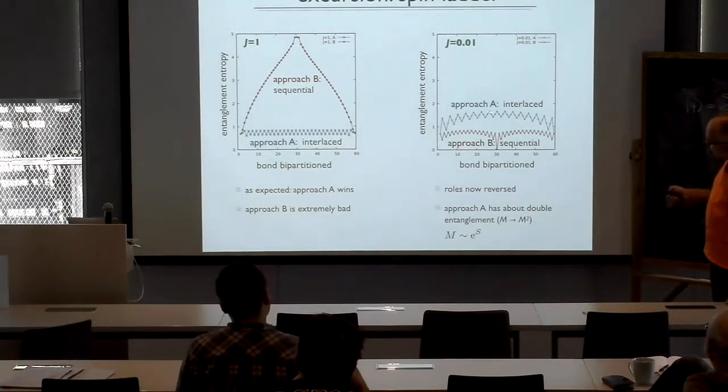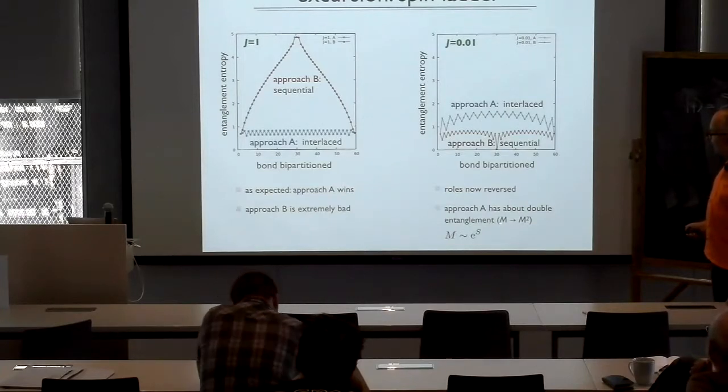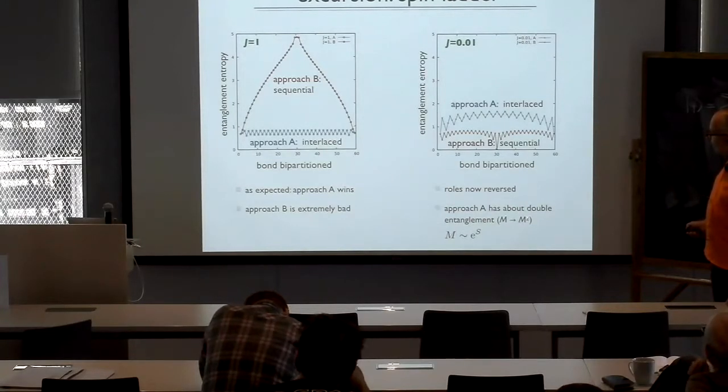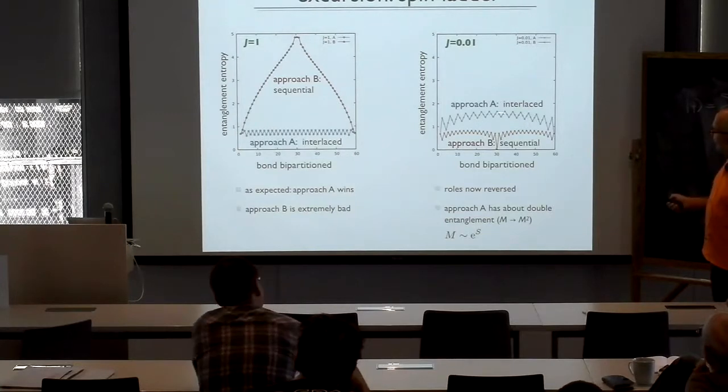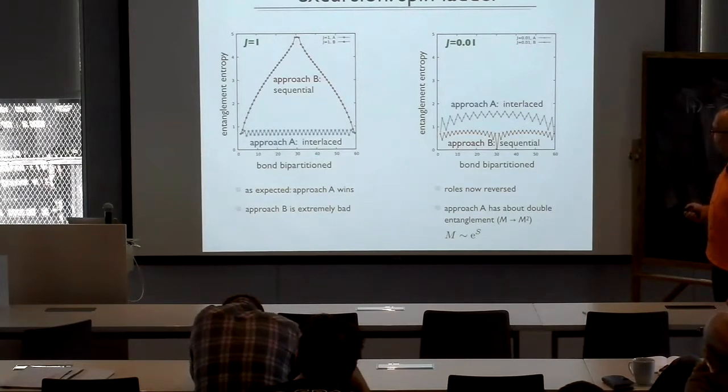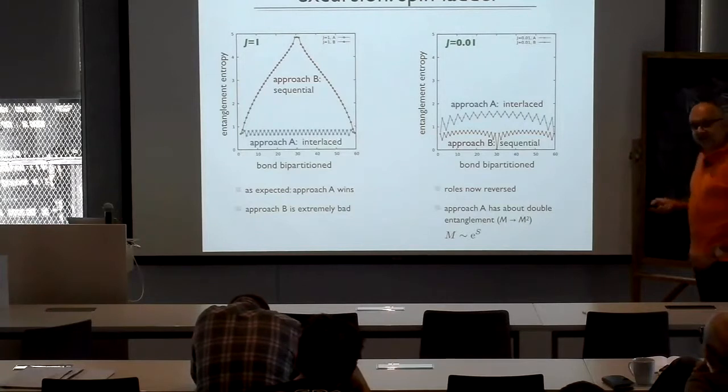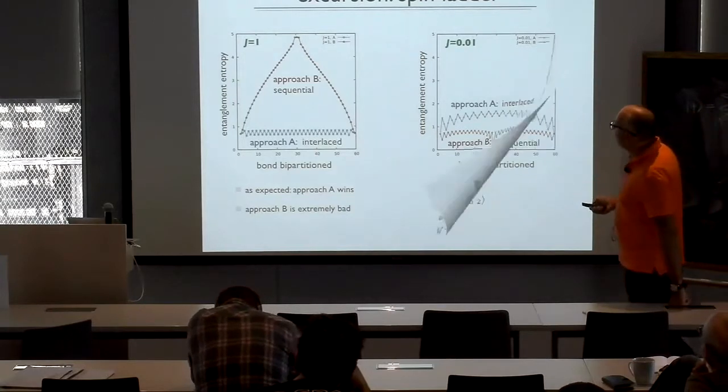And it's actually about a factor of 2 in between, if you look more closely, which means, because of this exponential link, that the dimension of your matrix product state should be squared in this sort of reverse approach, which is this interlaced approach. So can we understand this in this simple picture of drawing lines?